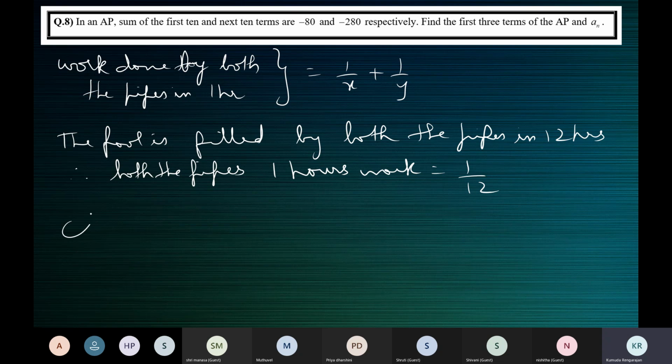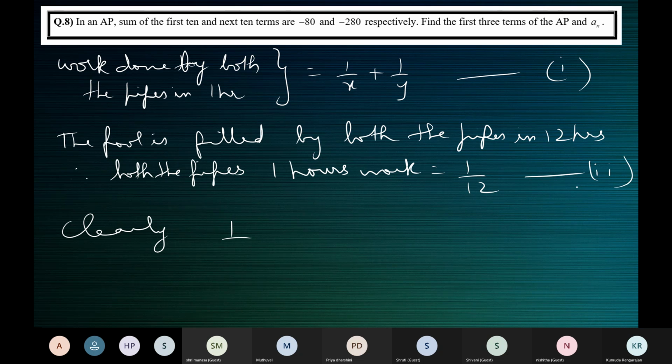So clearly, this is equal to this. This one and this one, they're equal. Clearly 1 by X plus 1 by Y is equal to 1 by 12. That is the first equation. 1 by x is one pipe's 1 hour's work. 1 by y is the other pipe's 1 hour's work. When you add, it is their combined 1 hour's work. That is one thing.